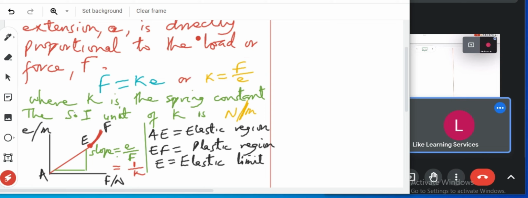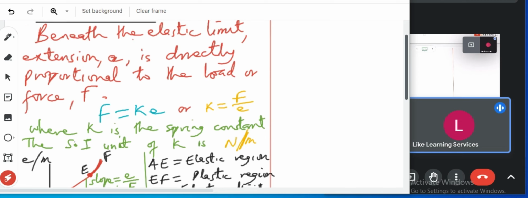So if the slope is E over F, because it is rise over run, rise is E, run is F, so E over F will now be 1 over K. That is if you plotted E against F. You know what I'm talking about? Yeah. All right.